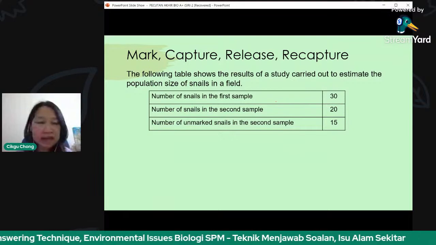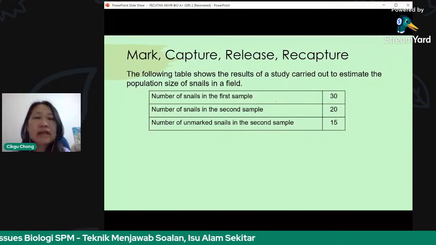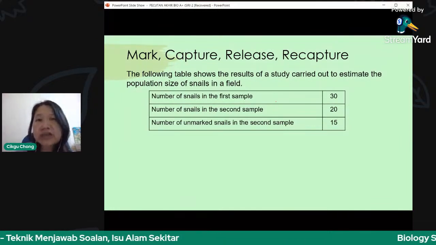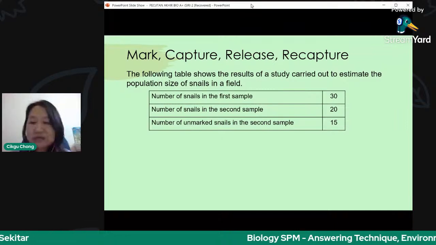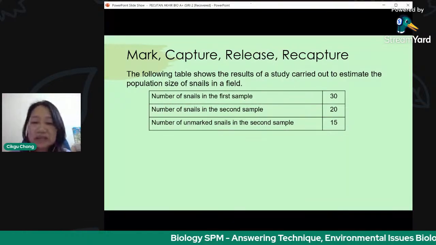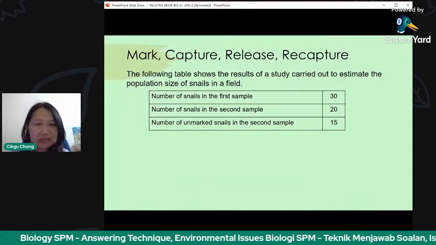Okay, and then they give you here the data. Unmarked snails got 15. Okay, now how are you going to do your calculation? Can you tell me, anyone who's there working out the calculation? Can you tell me? Indian ink, yes, correct. Indian ink, that's a good one. You don't need to have Indian ink. You can also use cellulose ink, all right?